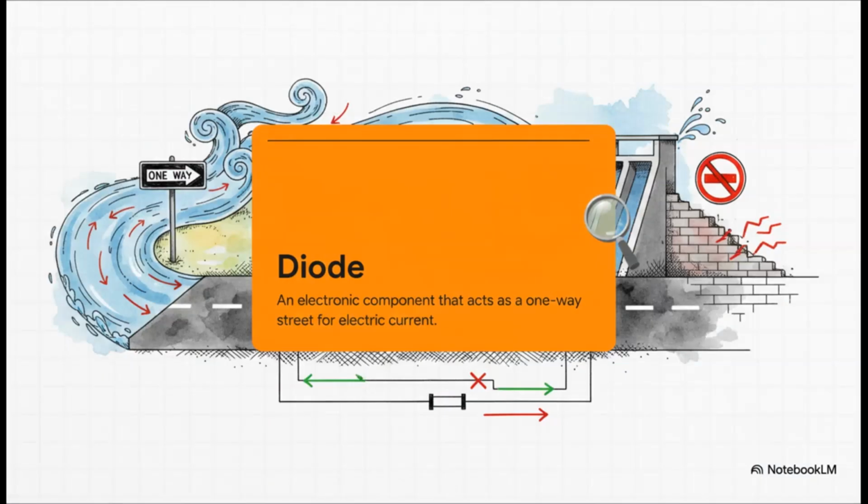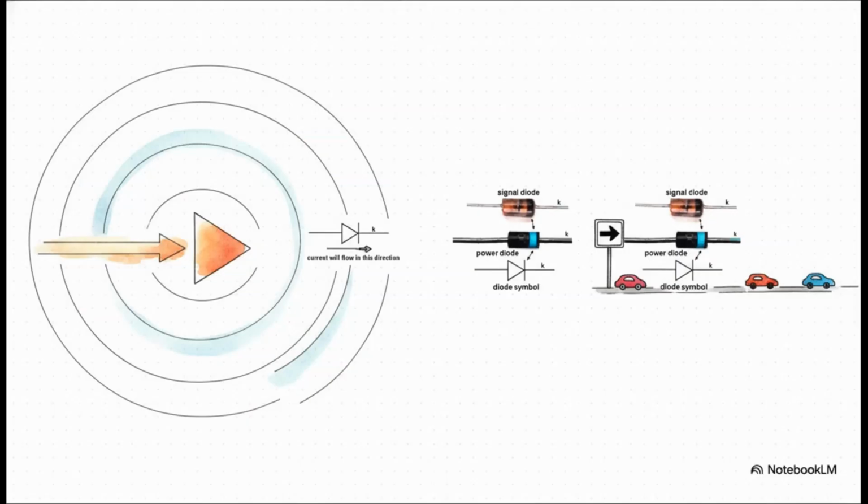The easiest way to think about it is like a one-way street, or maybe a one-way valve in a pipe. A diode lets electrical current flow through it super easily in one direction, but it slams the door shut if the current tries to flow the other way. It's a simple rule, this way only, but it is incredibly powerful. And here's how we see that idea in practice.